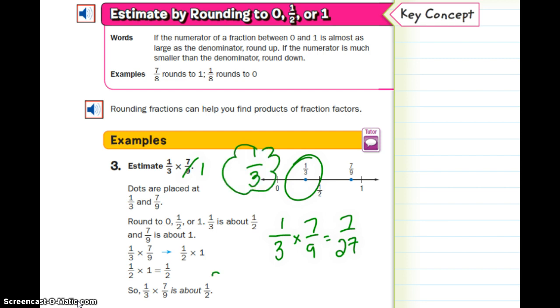In the textbook, they said 1/2. Is 1/3 and 1/2 close to each other? Of course they are. They fall between 0 and 1/2. So again, both are excellent examples. And in this case, I got 7 over 27. All right, let's look at the next problem.